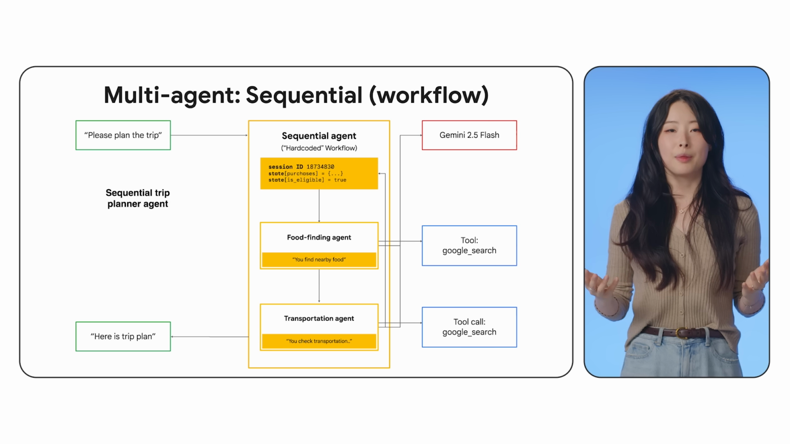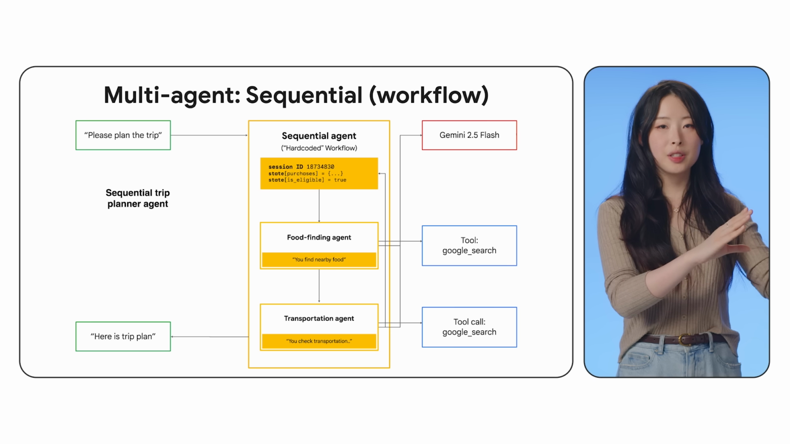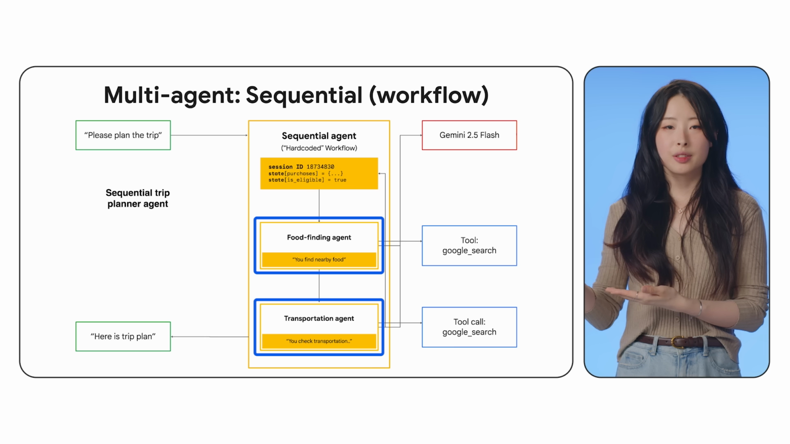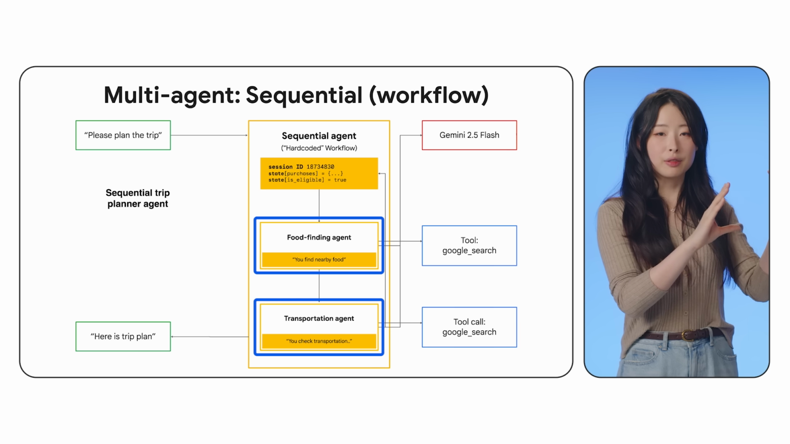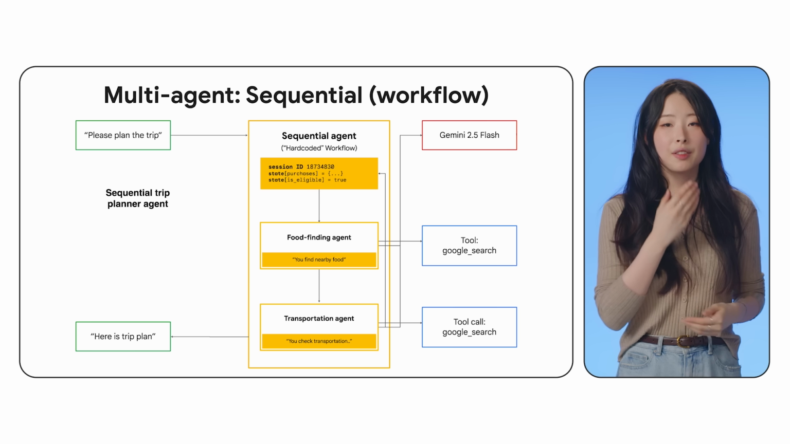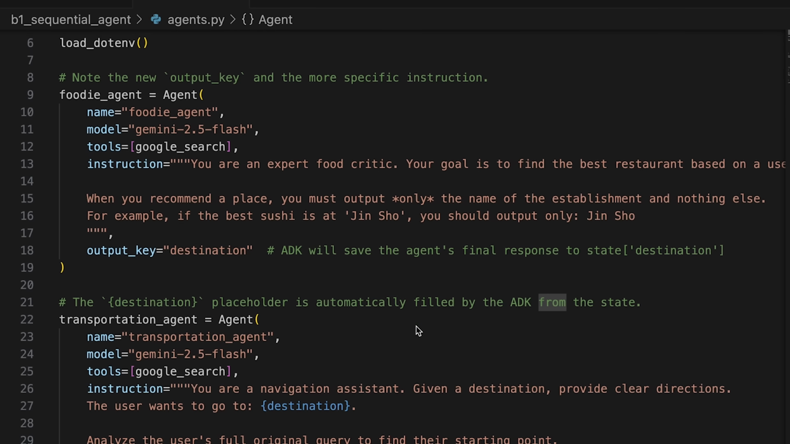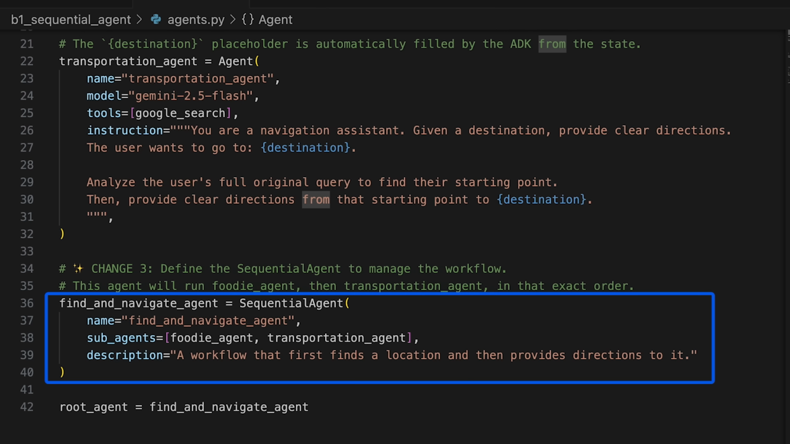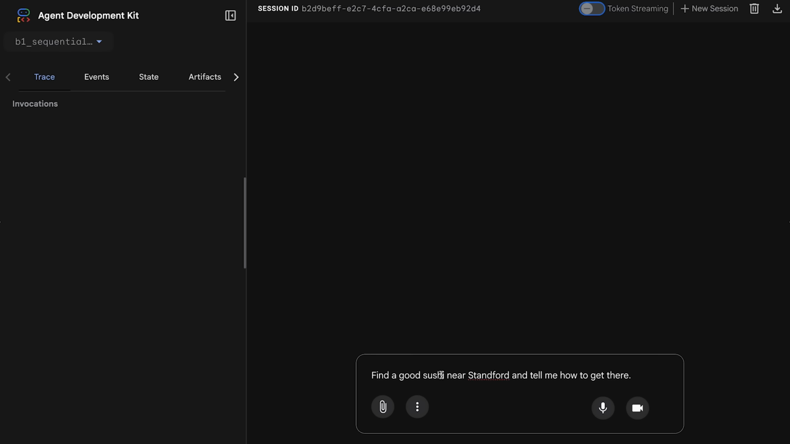For our trip, we can break it down into two specialized agents. First, a food finding agent, and second, a transportation agent. This sequential agent ensures that we always run the food finding agent first, and then the transportation agent next. This gives us predictable, reliable execution. You can take a look at the screen for this code example of how to write it as a sequential agent. Alright, let's try it out in the ADK Web UI.